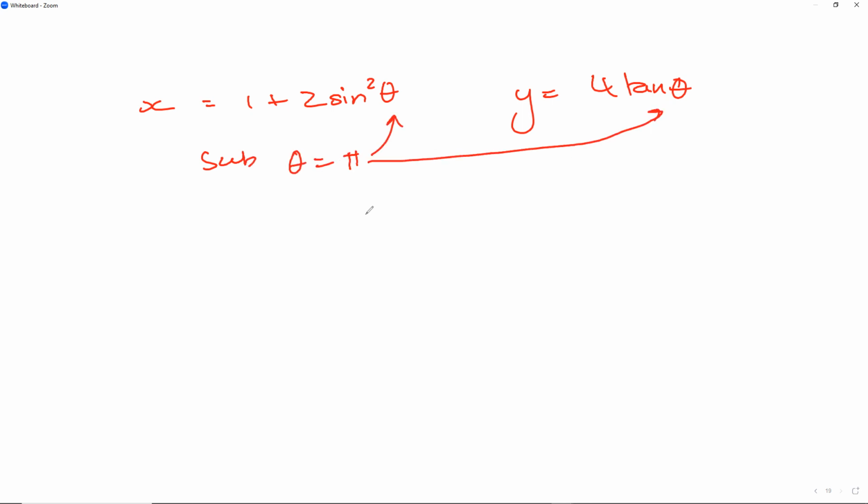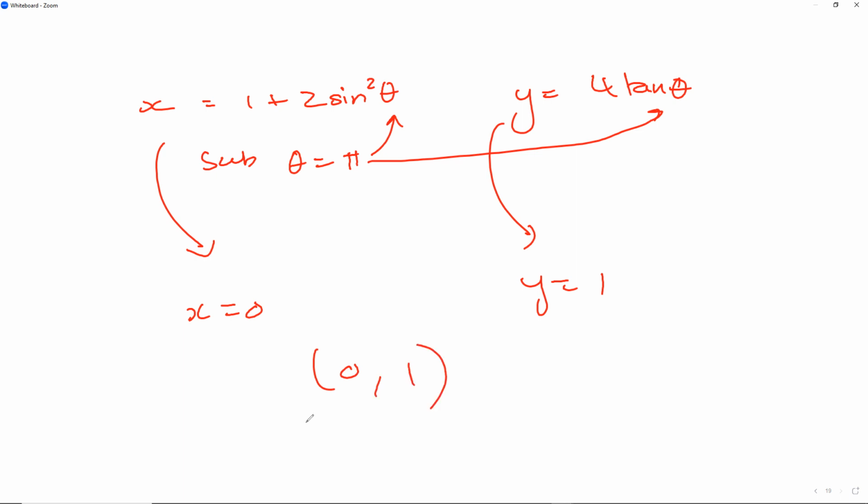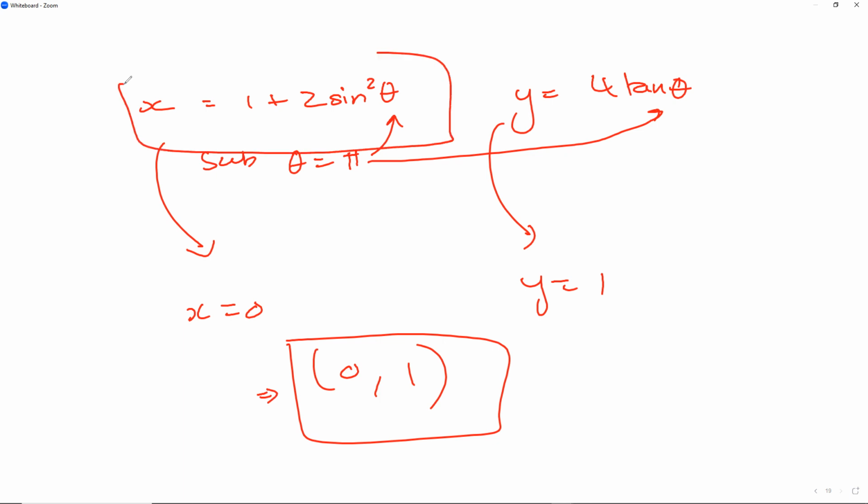All right, so the first equation, x equals 1 plus 2 sine squared theta. y equals 4 tan theta. And so I substitute theta equals pi in each case. Pi goes in there, pi goes in there. That will shoot out x equals 1, and that will shoot out y equals 0, and that'll be my coordinate 1, 0. We normally do this with a single equation. We're now dealing with coordinates in 2 different equations every single time.